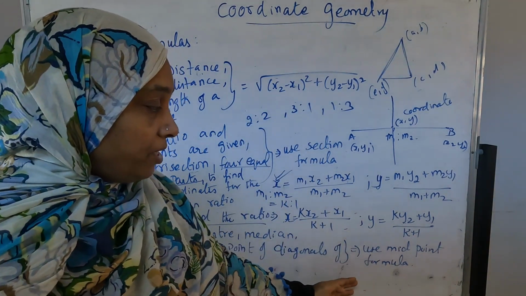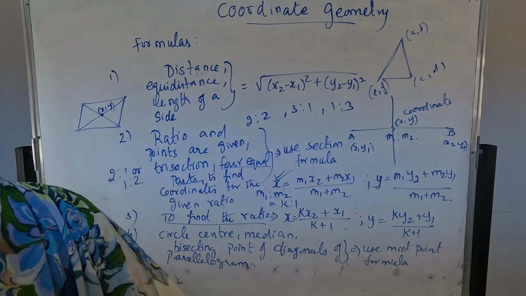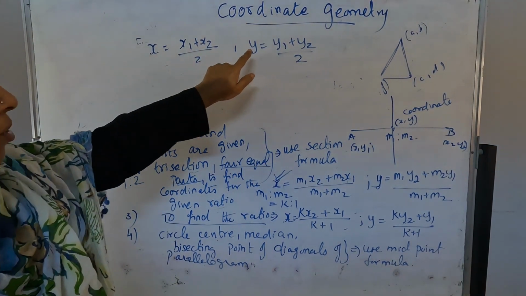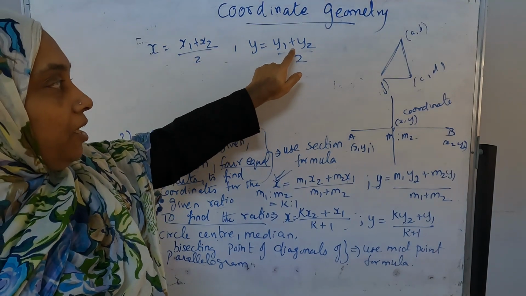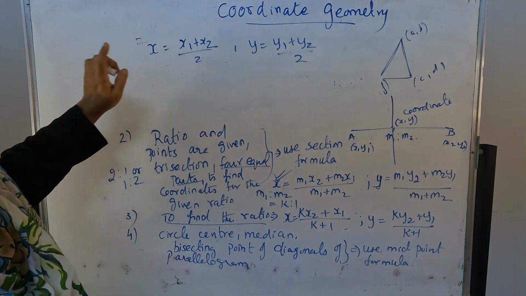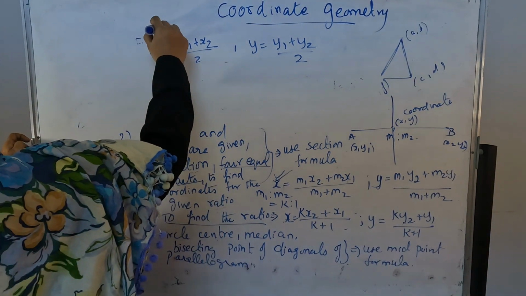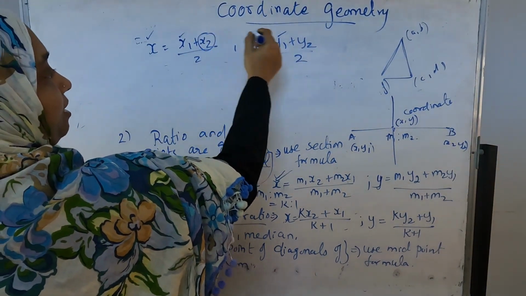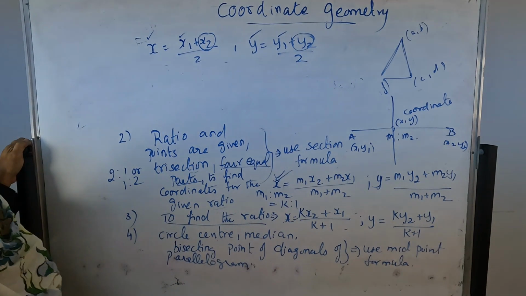Only the midpoint formula is left over, that also we will see. So the midpoint formula is x is equal to (x1 plus x2) by 2 and y is equal to (y1 plus y2) by 2. This is the midpoint formula. Sometimes the midpoint is with us and one of the endpoints is with us, but some of the coordinates are missing there.